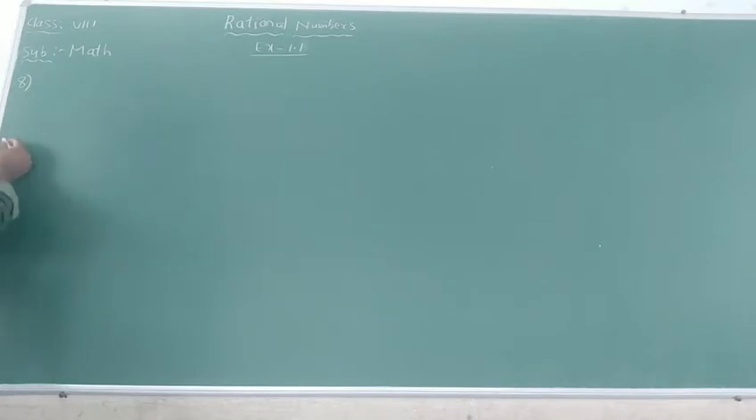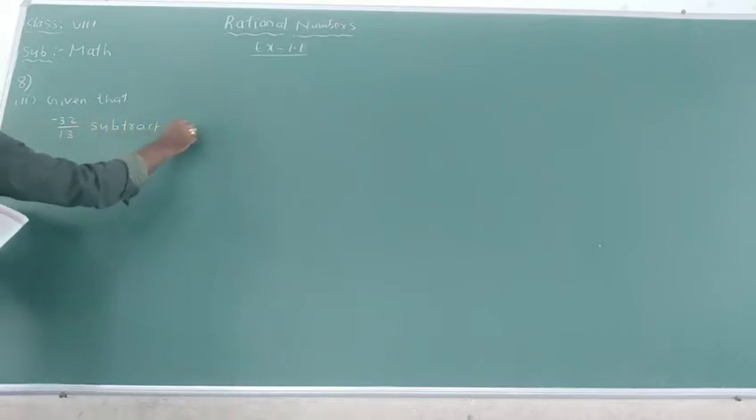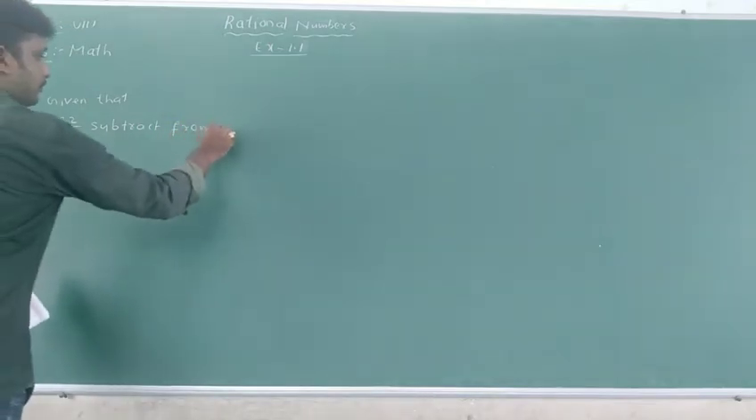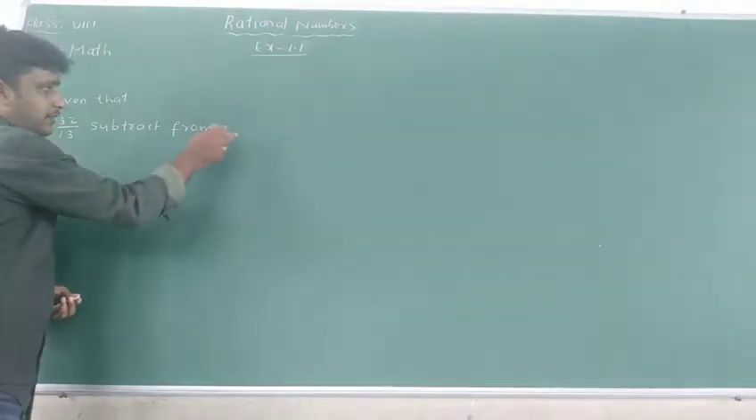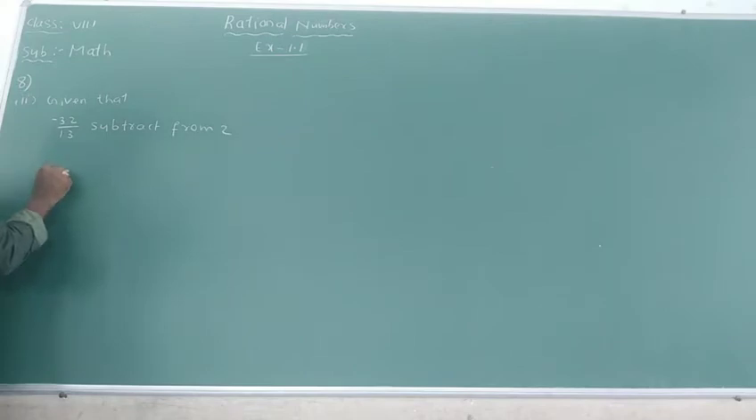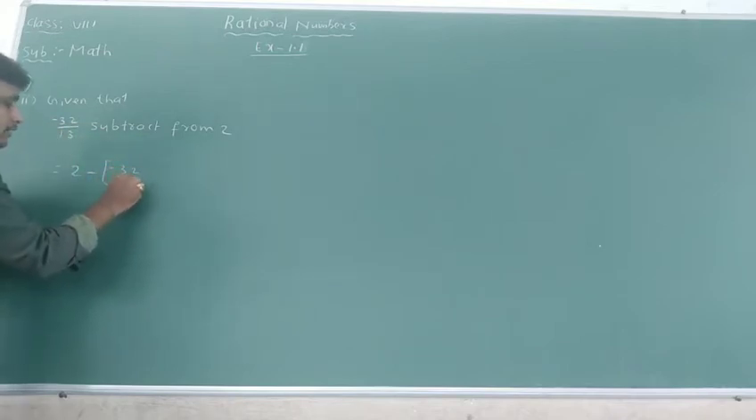In the 8th question, second example, given that minus 32 by 13, subtract from 2. So whenever it says subtract from, we have to write first whatever the value is after "from". So 2 minus, and then what is the next number? The number before the "from", minus 32 by 13, is there.